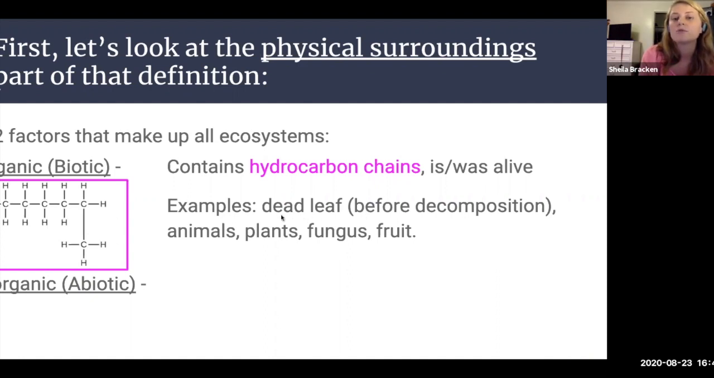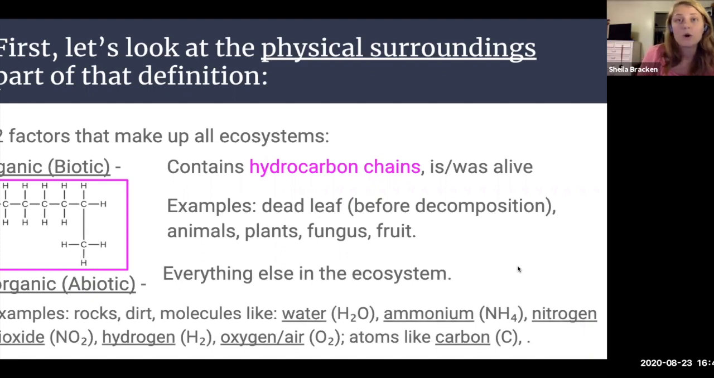So some examples would be a dead leaf, but before it decomposes, right? A leaf that's just fallen off of the tree, all of these hydrocarbon chains are still intact, right? Because we know once that leaf starts to be decomposed, these chains are going to break down into their individual parts, and then it is no longer an organic or biotic part, right? We also have animals, plants, fungus, fruit.